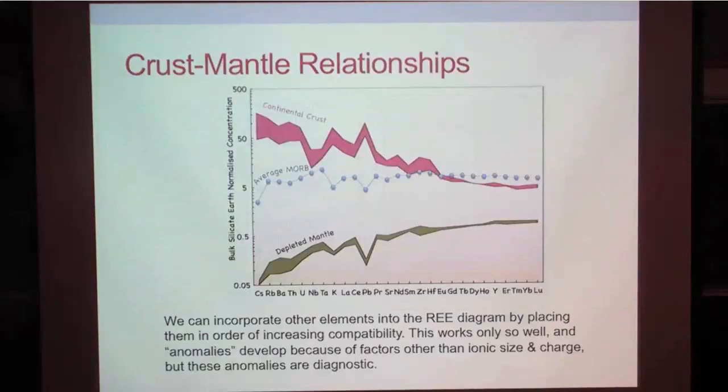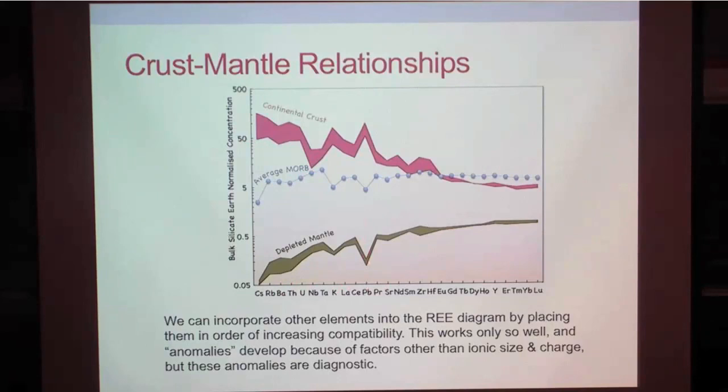Okay, and geochemists like to incorporate other elements into this kind of rare earth diagram. This is called an extended rare earth diagram or a spider diagram. What we do is we order the elements based on what we think their incompatibility is. As you can see, we no longer have smooth plots. This only works so well.